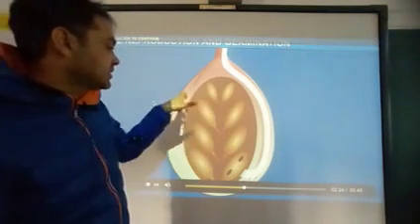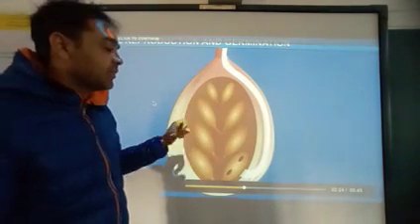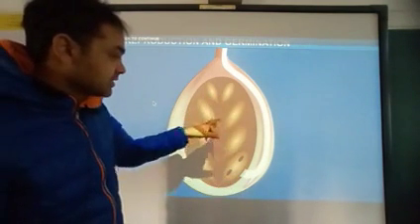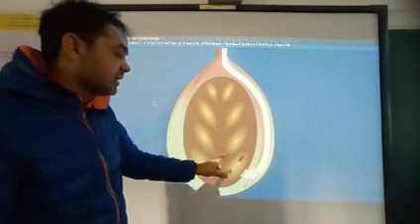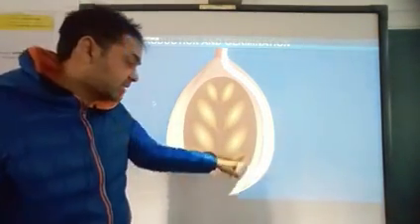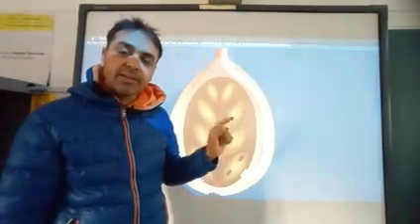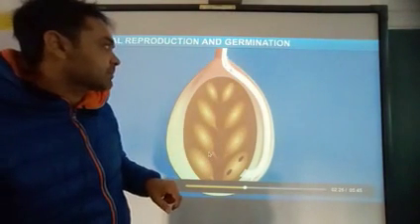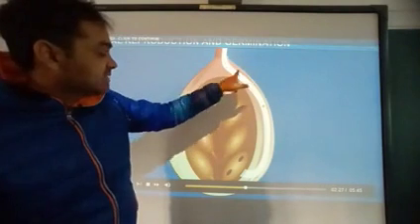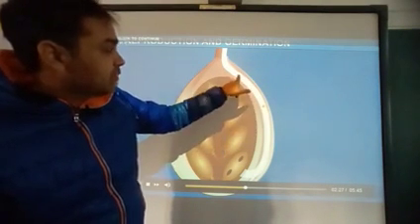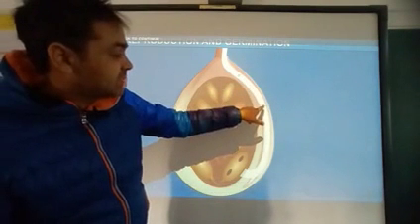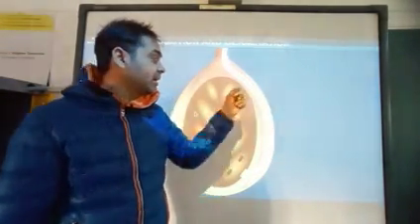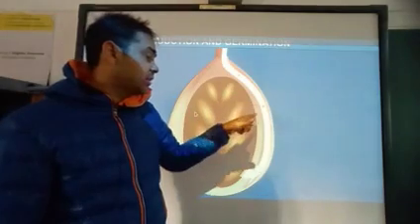See, this is the structure of an ovary. It contains the different ovules. These are the ovules that are placed over here. So fertilization takes place inside these ovules. Okay, the fertilization takes place inside these ovules. See, this is the pollen tube through which the pollen grains, rather the gametes, male and female nucleus, are being transferred from this stigma to the ovary.